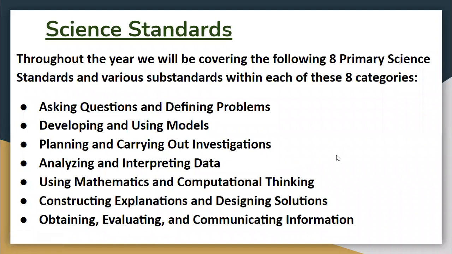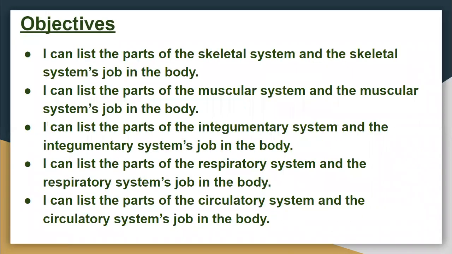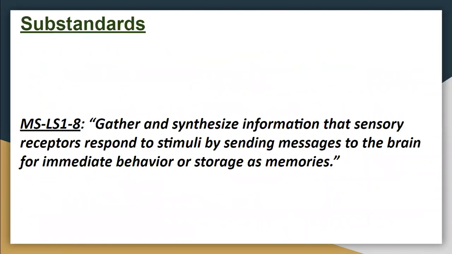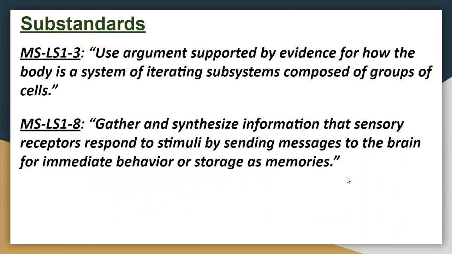So there's our science standards, the same ones that they are for the year. And here are objectives that we're going to be going over later on when we go through our questions. So we will skip those for now. Our substandards are gather and synthesize information that sensory receptors respond to stimuli by sending messages to the brain for immediate behavior or storage as memories. And use arguments supported by evidence for how the body is a system of integrating subsystems composed of groups of cells.